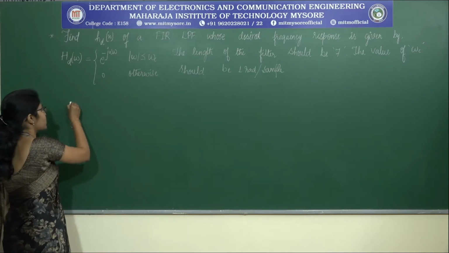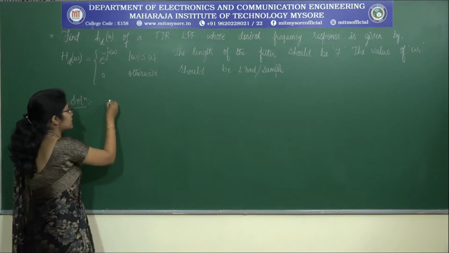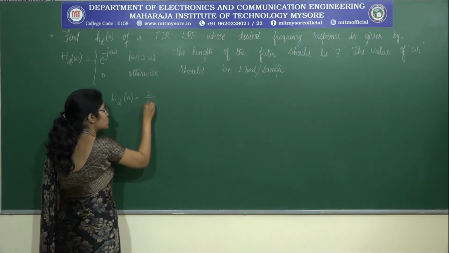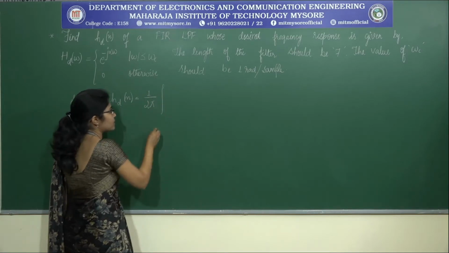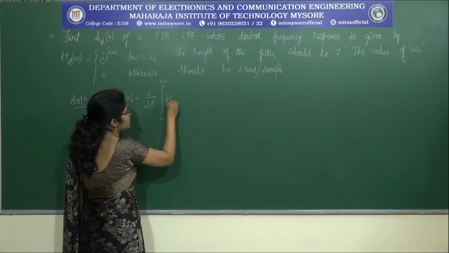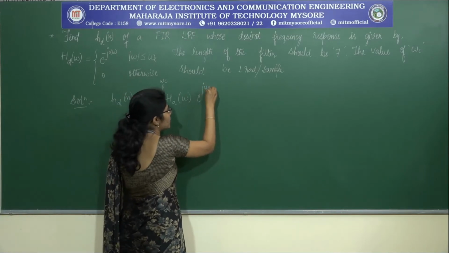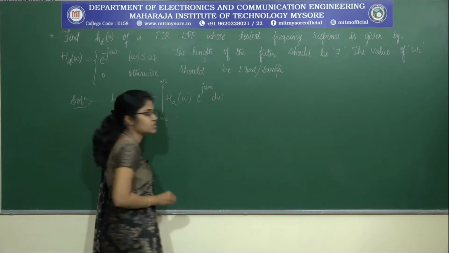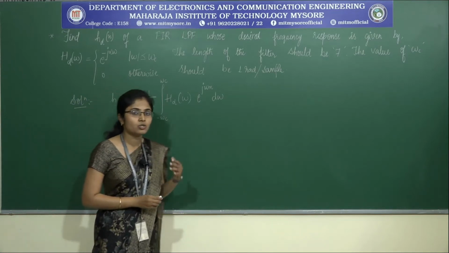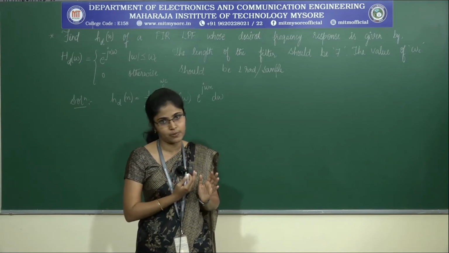If we start solving the problem, the formula used to find hd of n, the desired impulse response, is equal to 1 by 2 pi integral from minus omega c to plus omega c of Hd of omega into e power j omega n into d omega. If we look into the frequency response of a low pass filter, this filter allows a range of frequencies which is of lower frequency range.